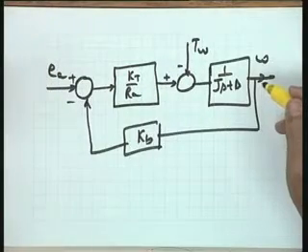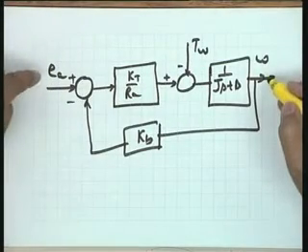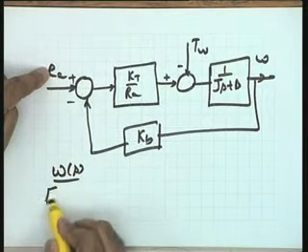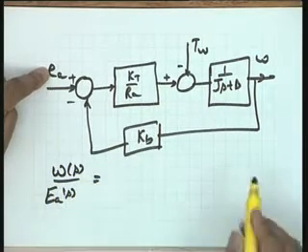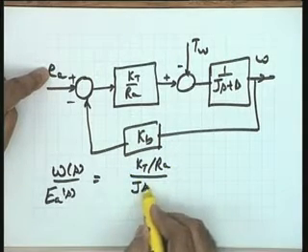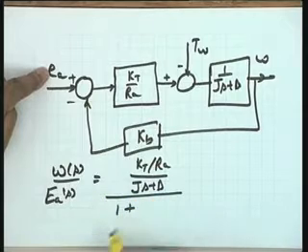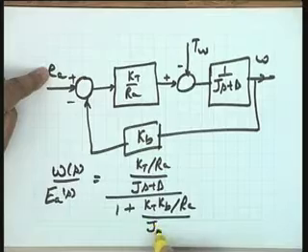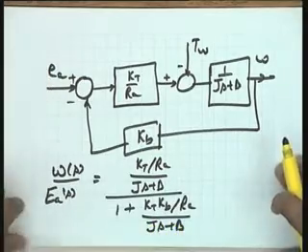Before I go to that, let me study the characteristics of this motor. Please see, if I set the disturbance to 0, I get the transfer function between omega and Ea. I need your help here. Omega s over Ea s is equal to Kt by Ra divided by Js plus B over 1 plus Kt Kb by Ra divided by Js plus B. This becomes the transfer function model between omega and Ea.